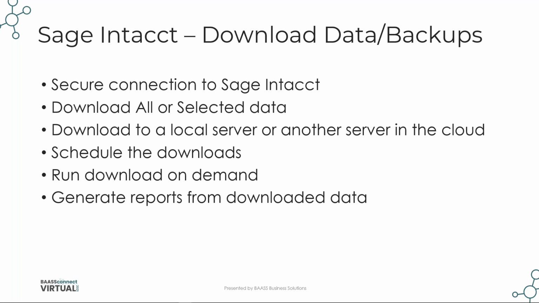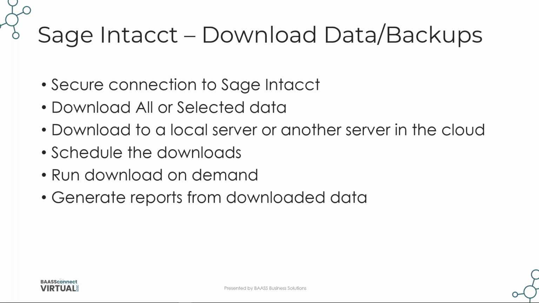With the BAASS Bridge, we've also allowed for a secured download of data from Sage Intacct to any offline server. You're able to establish a secure connection to Sage Intacct using the API connection. We download either all or selected data from Sage Intacct, and we save it onto a local server. That local server can be either physically present in your offices or anywhere in the cloud. As long as it's accessible by the BAASS Bridge, it'll save the data there for you to review at a later point. You're able to schedule these backups, again, based on your needs.